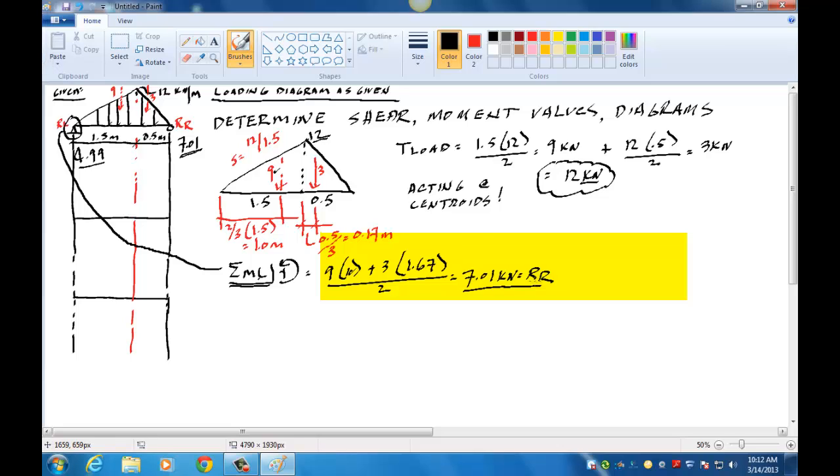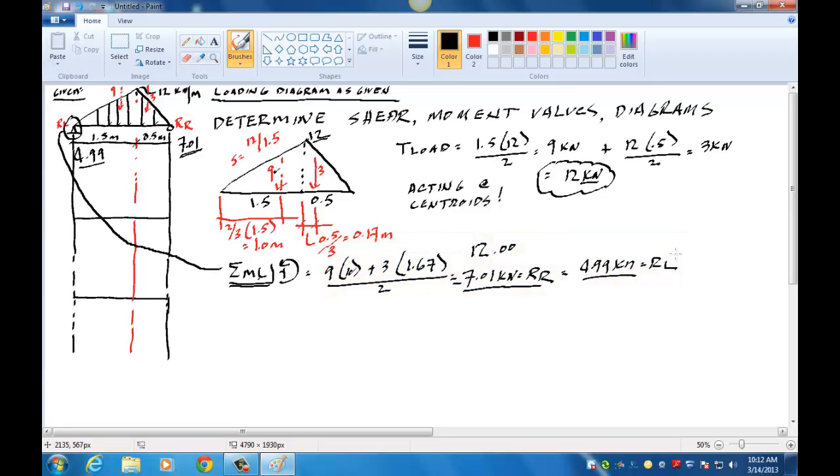Well, if we subtract that from 12 kilonewtons total, we get 4.99 kilonewtons for the reaction at the left. And that looks pretty good. We think that'll work okay.